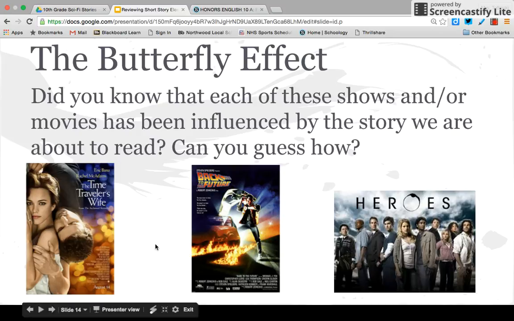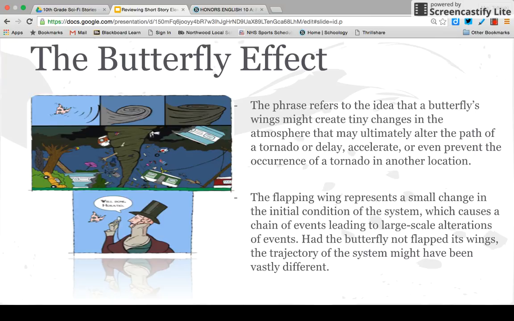Now, if you look at these three images, we have the movie The Time Traveler's Wife, we have Back to the Future, and we have the TV show Heroes. Just looking at these three pictures, they all have something in common, and they've all been influenced by other pieces of literature. So, what is it that they have in common? Well, they have all been influenced by something called the butterfly effect, which we're going to be learning more about in the first short story we read, A Sound of Thunder.